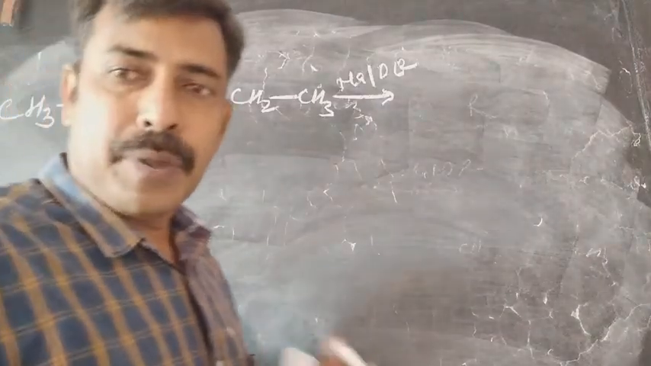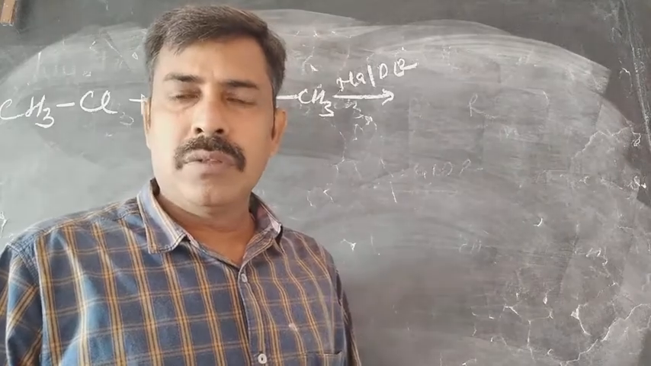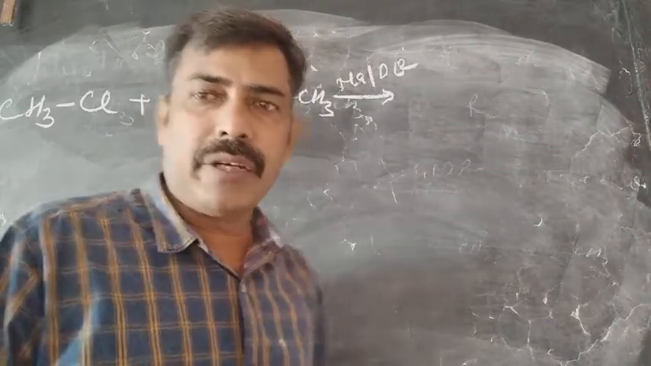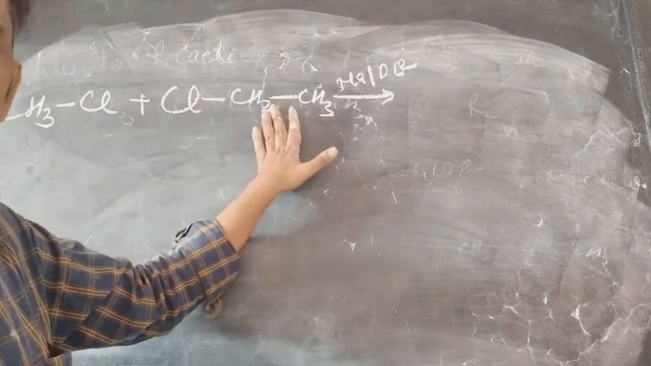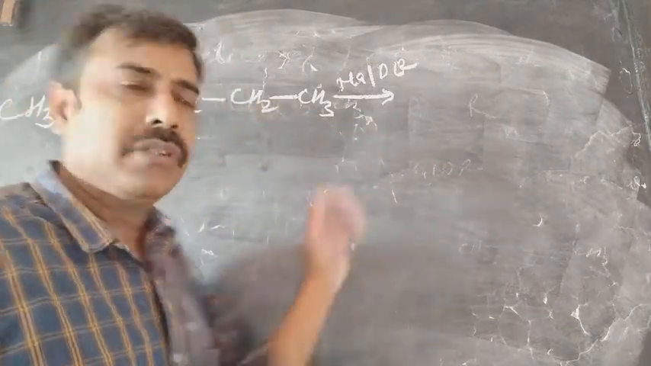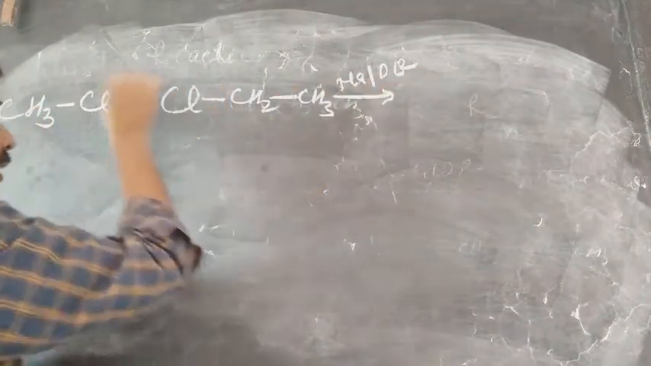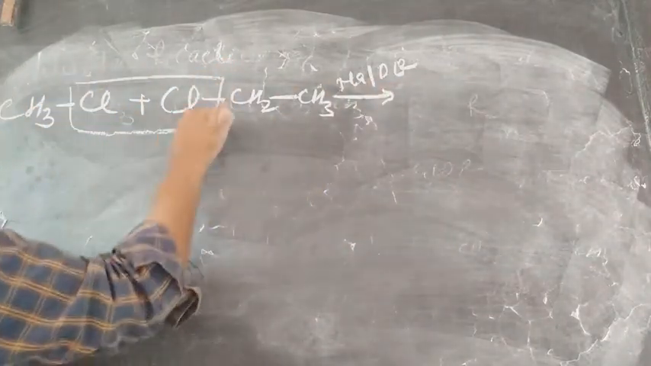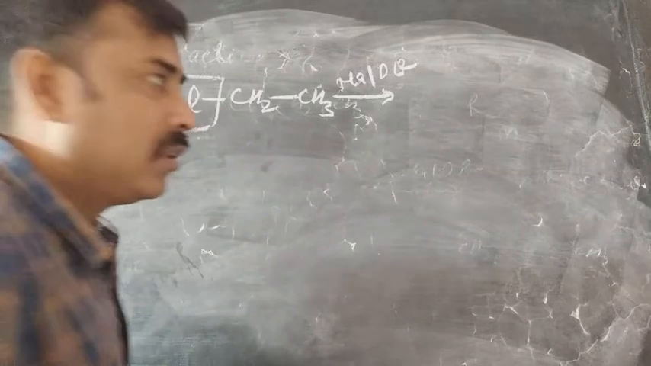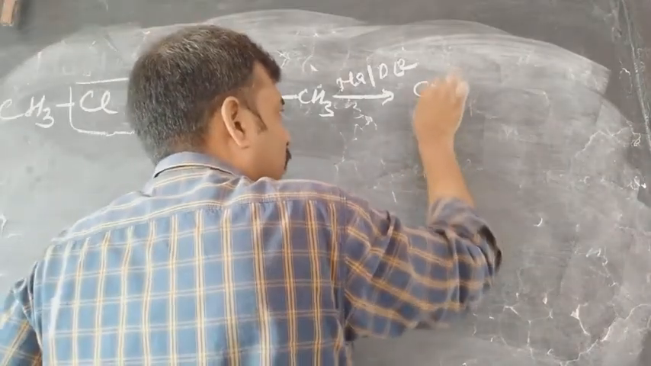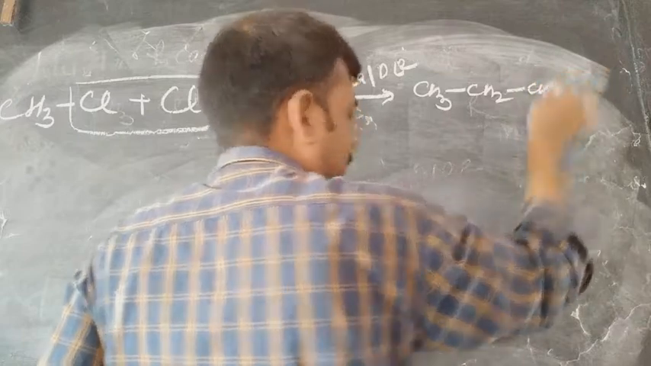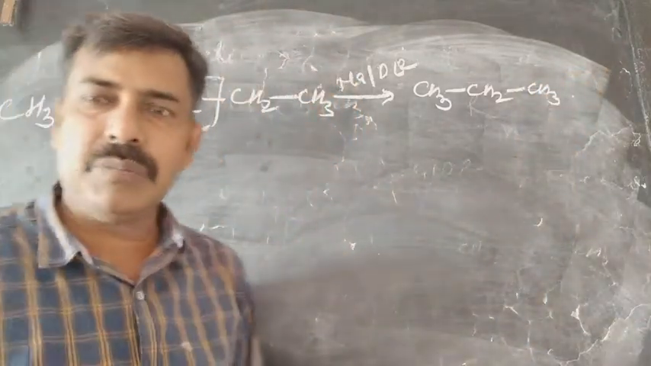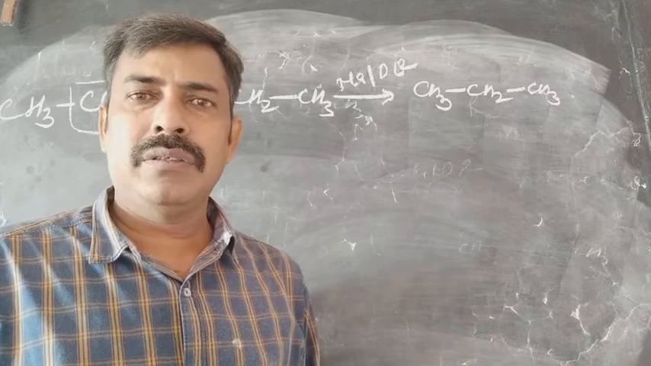Here we are trying to prepare propane, and in the process I am taking 2 different compounds, chloromethane and chloroethane. In the presence of sodium and dry ether, when they combine, the 2 chlorines are removed and it forms CH3CH2CH3, and here it seems there is no difficulty, everything was proper.